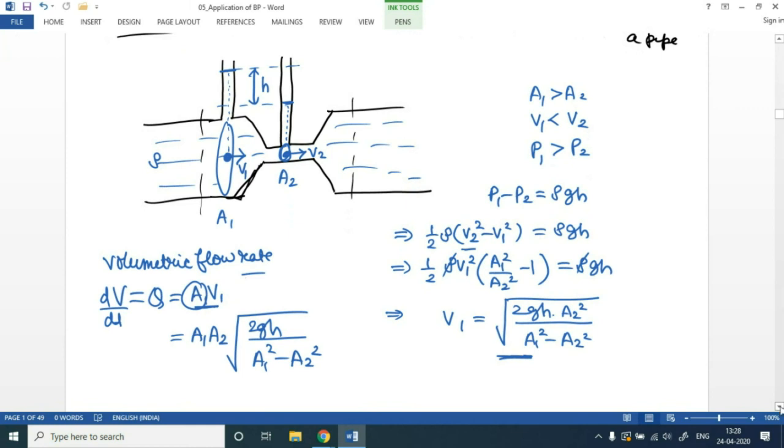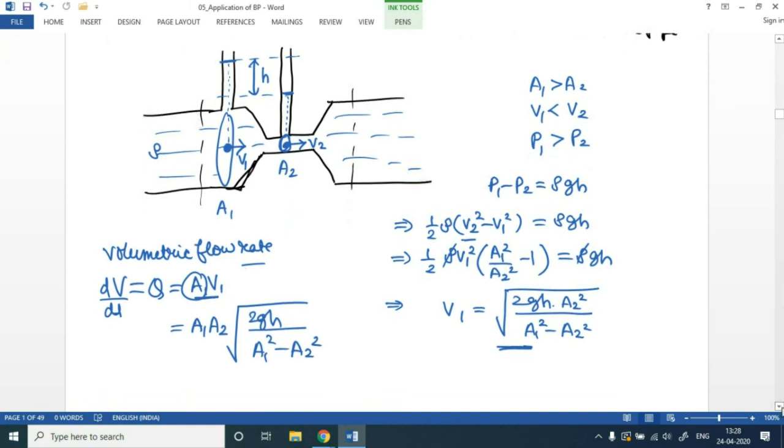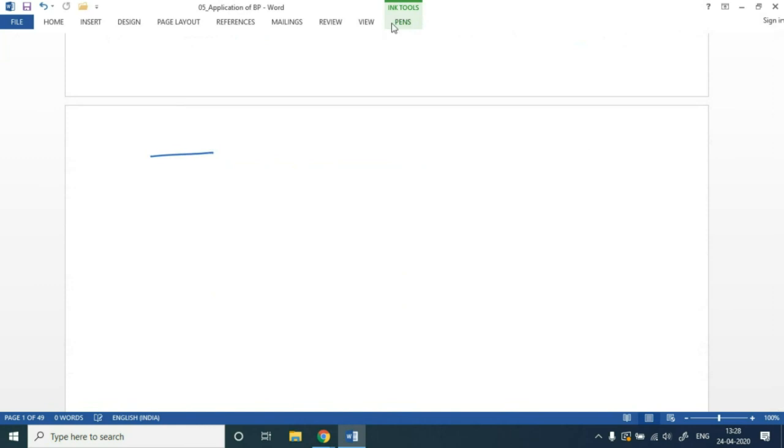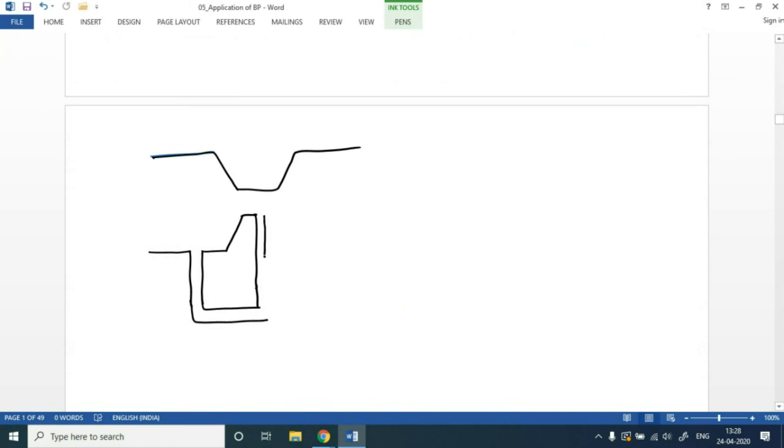Another arrangement could be more appropriate to measure the gas volumetric flow rate using a Venturimeter, and that alternate arrangement is something like this. Let's draw this diagram. This arrangement is like this. And here mercury is filled in these two connected limbs.